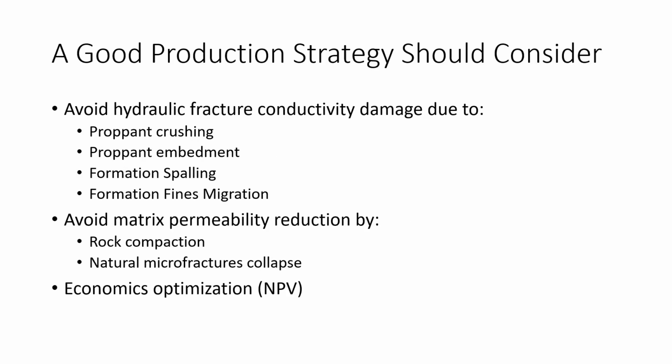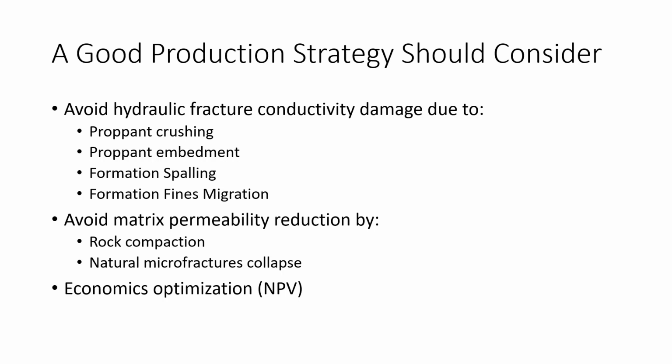The paper also mentions good production strategies that should be considered. They would avoid hydraulic fracture conductivity damage due to proppant crushing, embedment, formation spalling, or formation fines migration. You want to avoid matrix perm reduction by rock compaction or natural microfractures collapse, and of course, economics optimization.